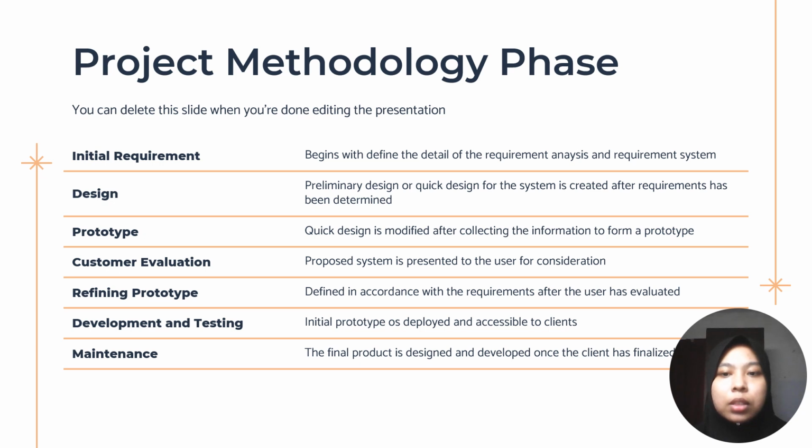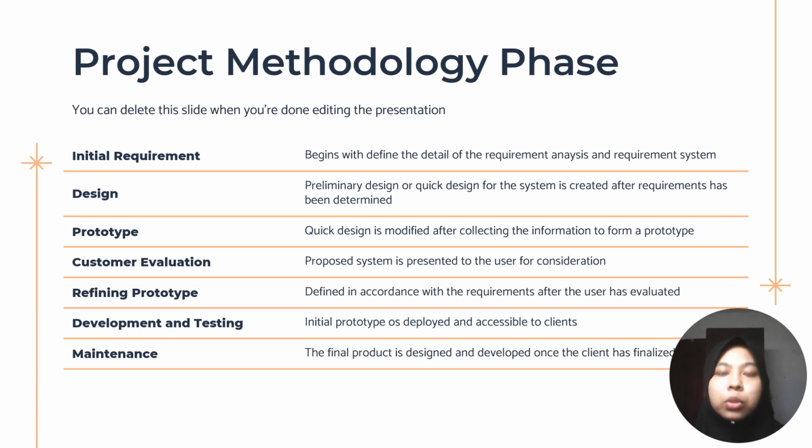There are several phases in the prototype methodology. Firstly is initial requirements. The prototyping model begins by defining the model of the requirements, analysis and requirements of the system. The user is interviewed to know the requirements of the system. Next, design. A preliminary design or pre-design for the system is created after the requirements have been determined. It just includes the important aspects of the system, which gives an idea of the system.